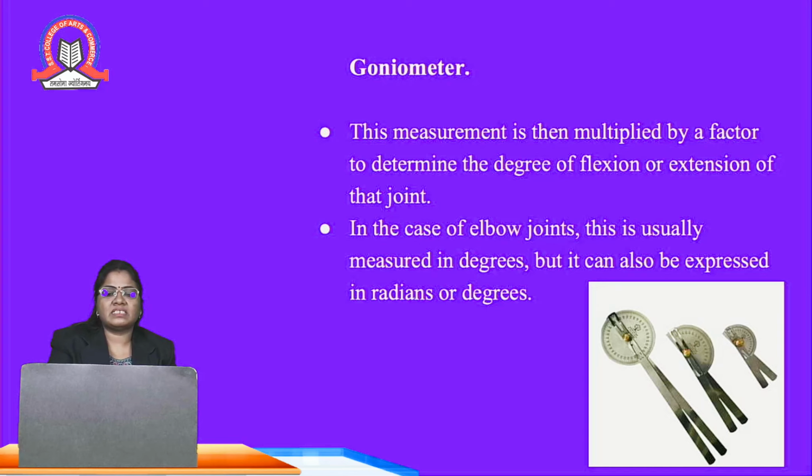There are 3 sizes of goniometer available. According to the age we can use it. It was given in the figure. In the case of the elbow joint, this is usually measured in degrees, but it can also be expressed in radians. This is about the goniometer, testing the flexibility.